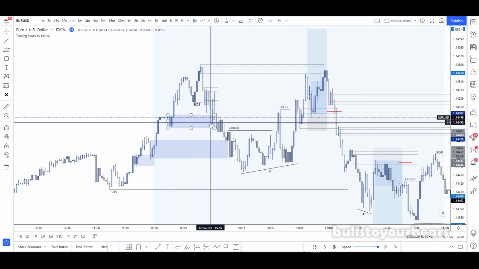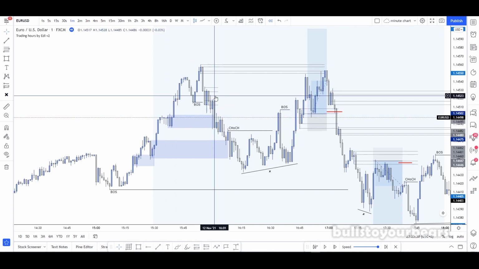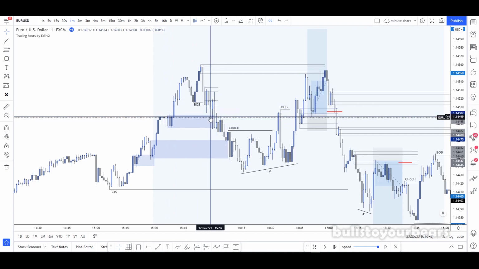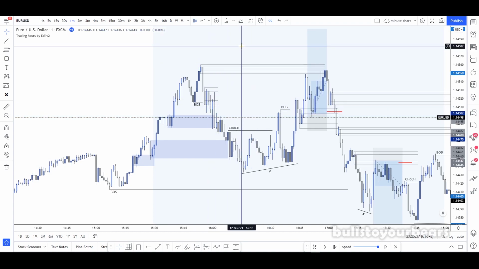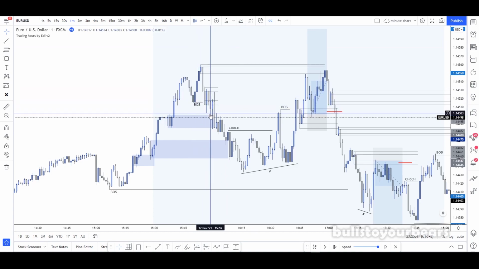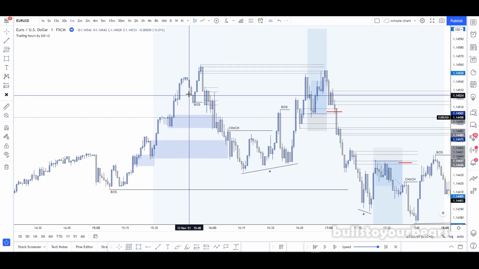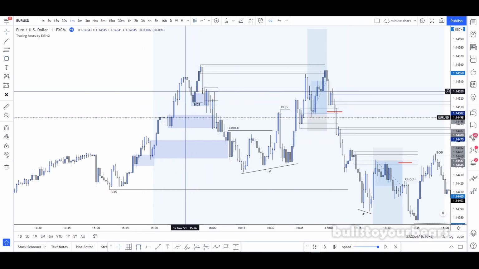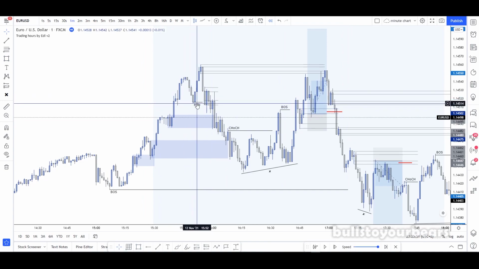Price came back in, reacted. This is mitigation, but the bank's intention is not to bring pricing higher. Why? Because they have a breakout structure here. If the bank's intention is to bring the pricing higher, why would they want to break this area? Why would they want to break this? And this is also why there is a breakout structure.